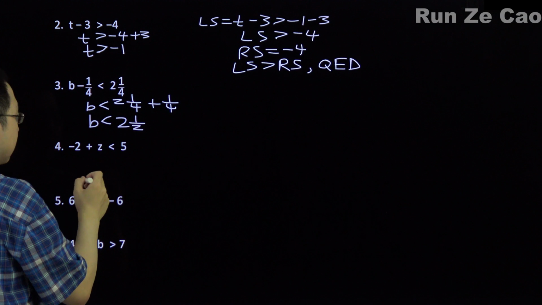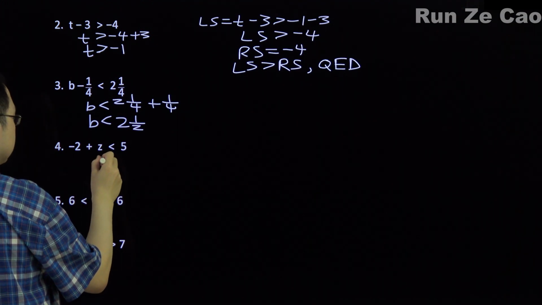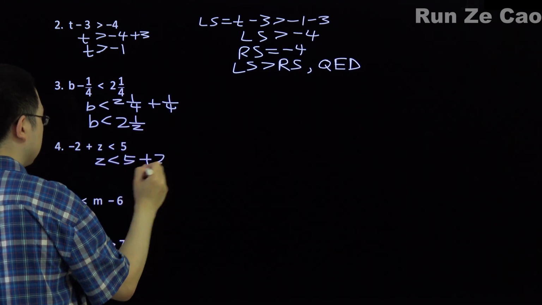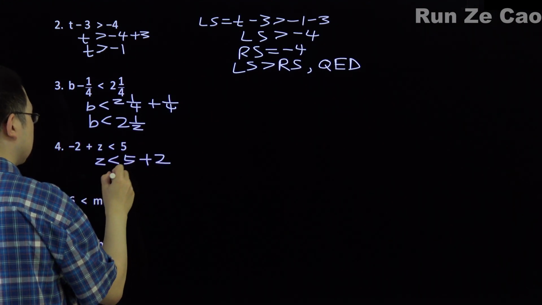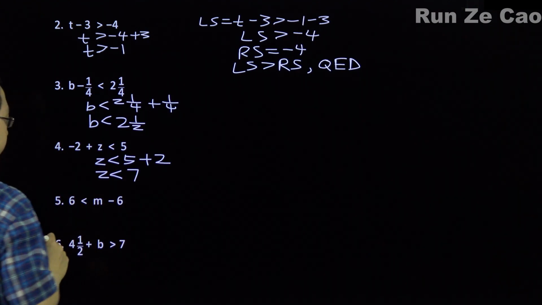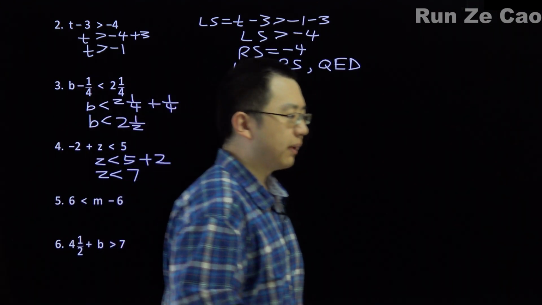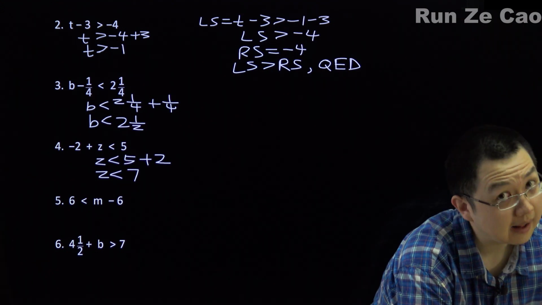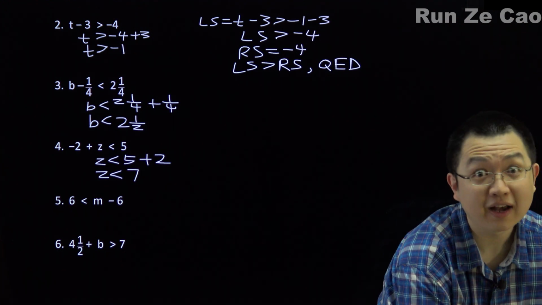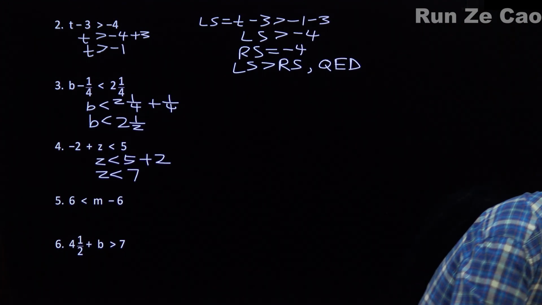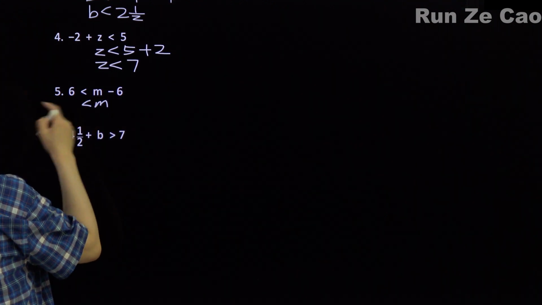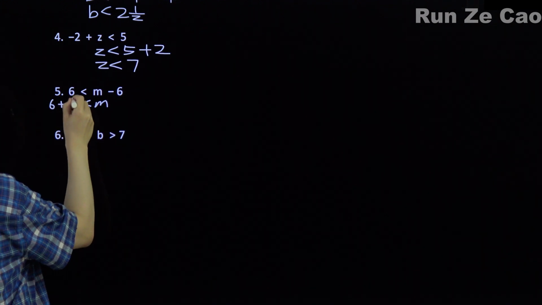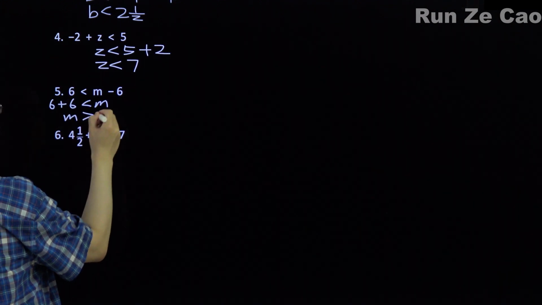So negative 2 plus z is less than 5. Well, z is less than 5 plus 2. So less than 7. Think about it. A value that's less than 7 minus 2 is going to be less than 7 minus 2, or 5. Now m, if we isolate m here, we'd get m is greater than 6 plus 6, so m is greater than 12.